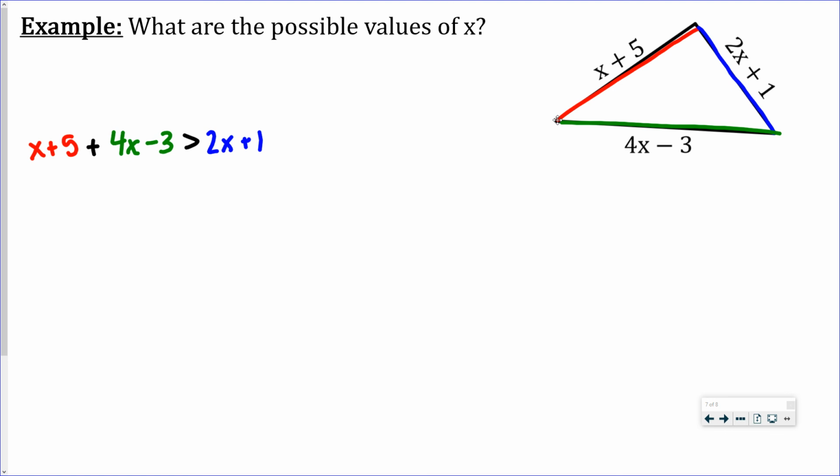Looking for somebody new. Alex? 2x plus 1 plus 4x minus 3 is greater than x plus 5. Beautiful, thank you. All right, what are we missing?